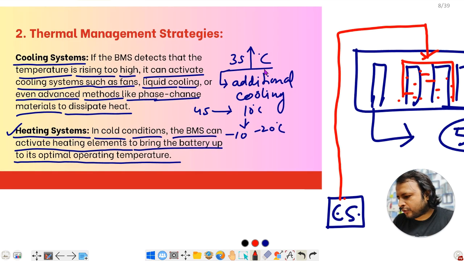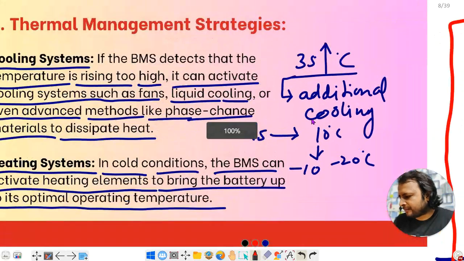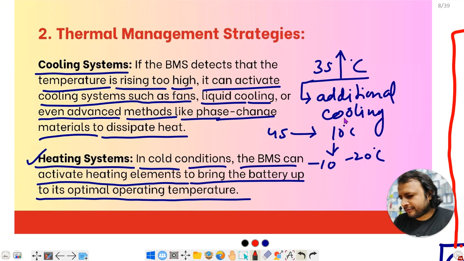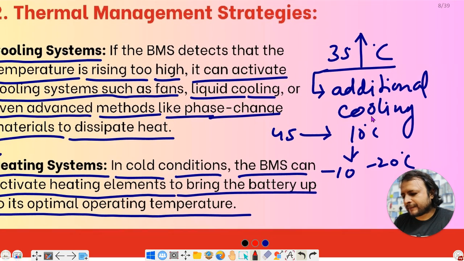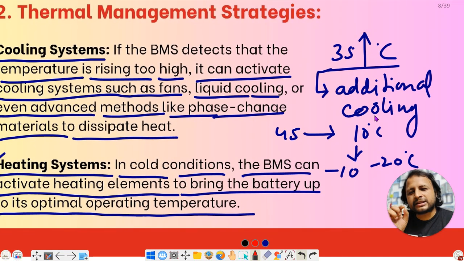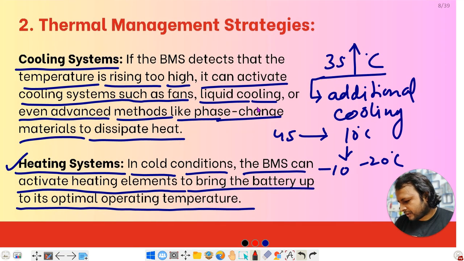Because the cooling system in an electric vehicle is designed for each and every cell for efficiency. In the previous class I discussed a little about the Tesla cooling tubes, which provide cooling to single cells. And similarly it works for the heating system also. Let's move ahead.